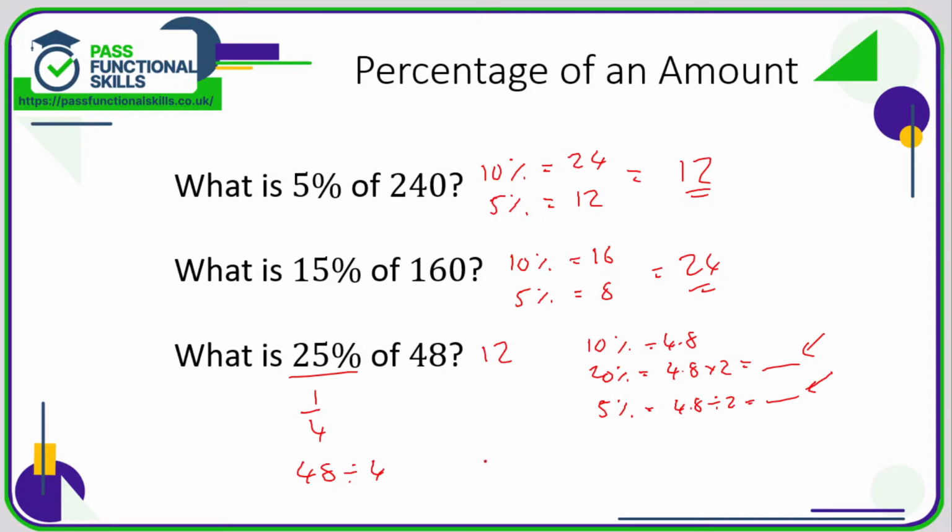But for other percentage amounts ending in a 5, 35%, well that is 3 lots of 10% and 1 lot of 5%. 65%, that's 1 lot of 50%, 1 lot of 10% and 1 lot of 5%, or if you prefer, 6 lots of 10% and 1 lot of 5%, whatever you want to do, absolutely fine.